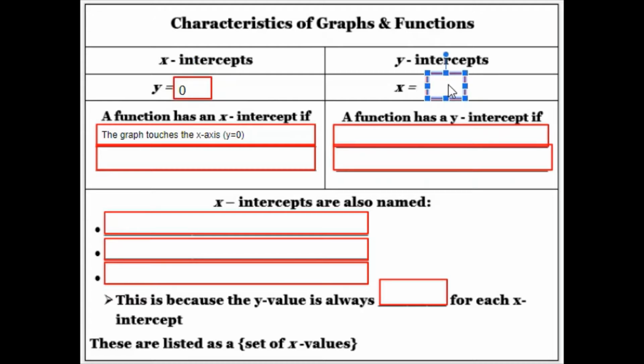And similarly, if it's a y-intercept, that means we're going to be on the y-axis, which means x is 0, because I will only go up or down. I will not move left or right at all. Again, a function has a y-intercept if the graph touches the y-axis. And x is going to be 0 in that case.